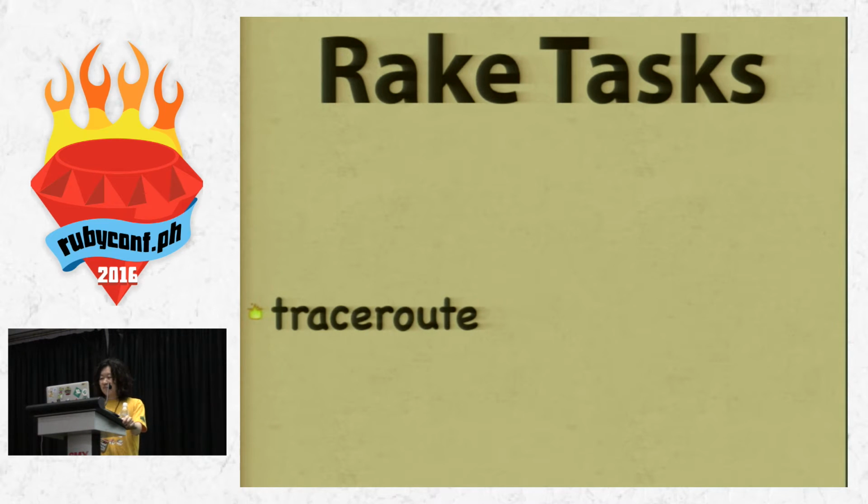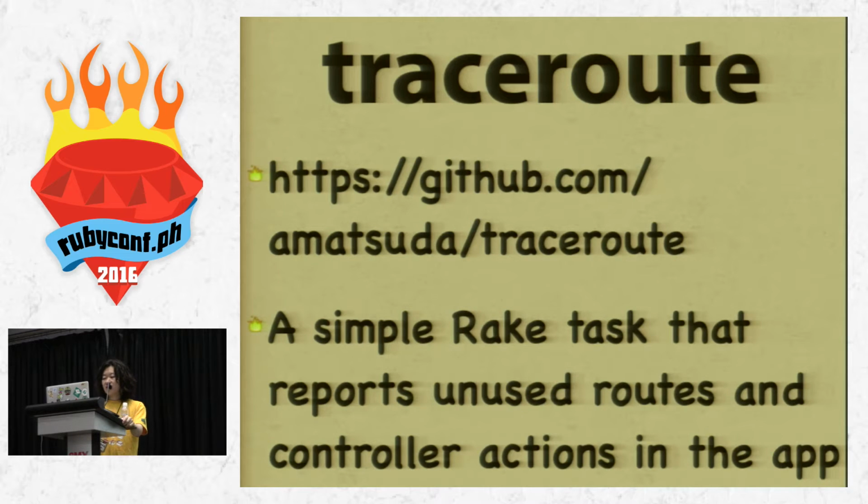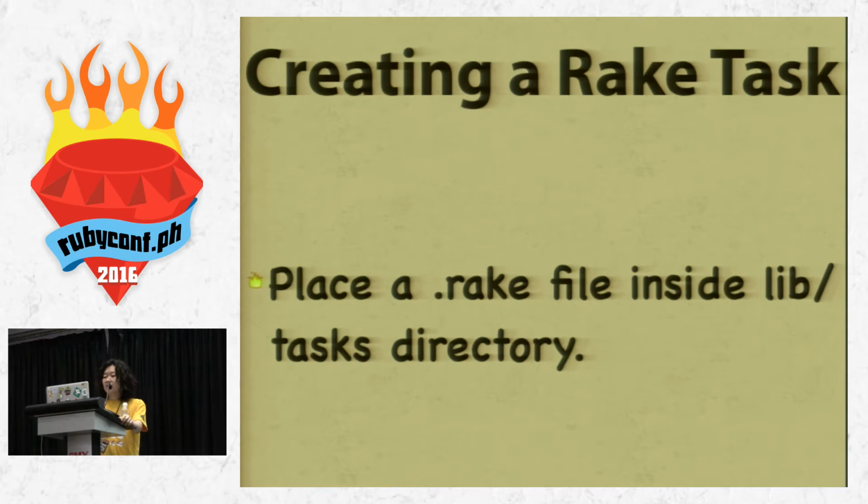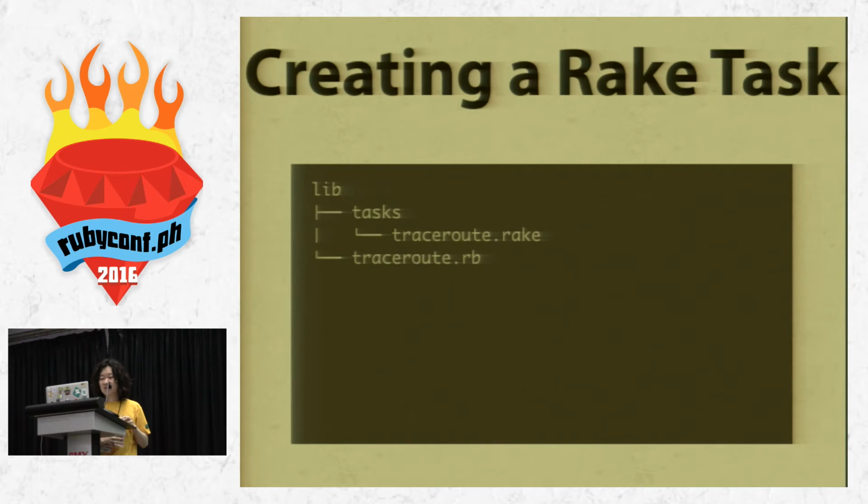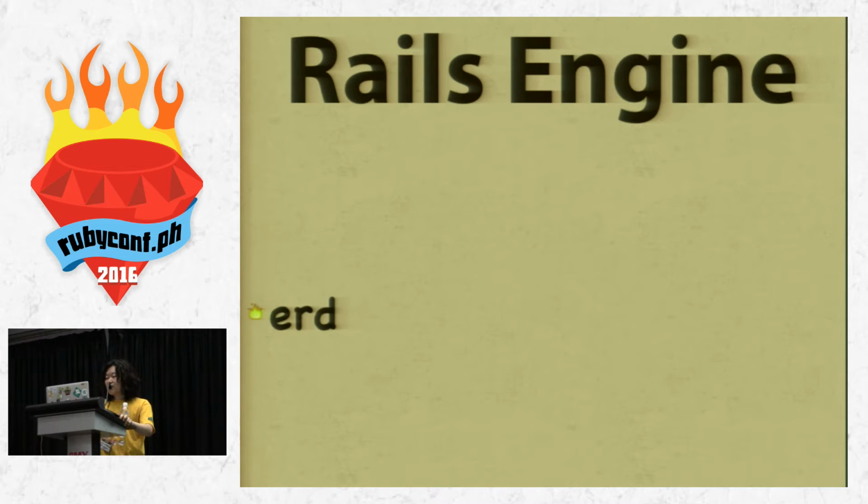Next is rake task. Here is an example of a Ruby gem that adds a rake task. To add a rake task, put a .rake file inside the lib tasks directory, like this. Please note that you need to include the rake file, unlike the generator.